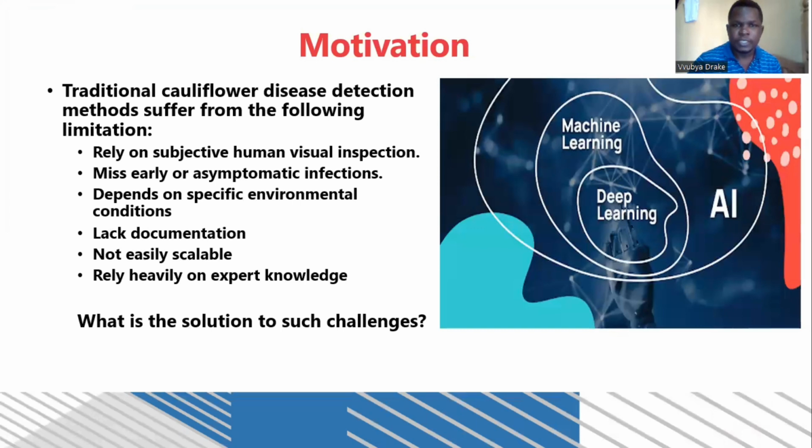So the motivation was just that the traditional cauliflower disease detection methods really relied on subjective human visual inspection, which wasn't really working. Then there was a lack of documentation, and they relied heavily on expert knowledge, and all those. So what is the solution to this? Due to the interaction of AI and machine learning, different convolutional network algorithms have been used in identifying different plant diseases, as we're going to see.